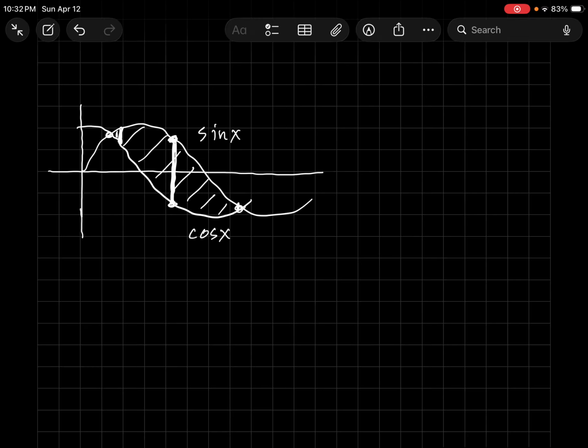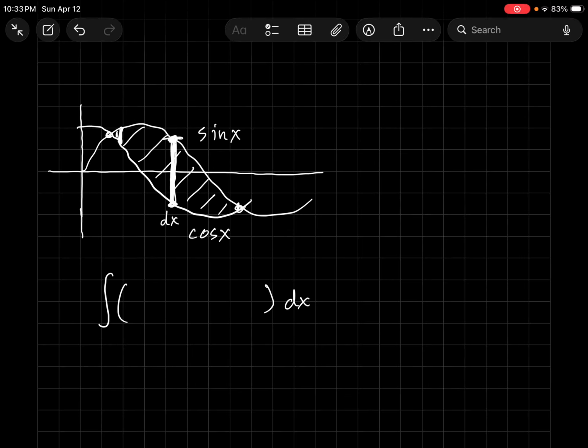Let's find the area bounded by one region of sine x and cosine of x. I have a representative rectangle here, and we're trying to find the shaded area. So the area is what? It's a summation of really small rectangles. My width is dx, so everything will be in terms of x.